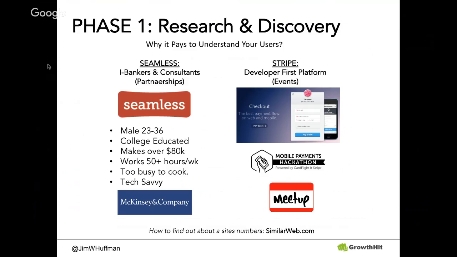But right as they launched, they started getting a lot of orders from guys that were college educated. They're making really good money, but they're working crazy hours, and they're too busy to cook, and actually ordering on their iPhones, and they're ordering it to their office. So right away, they're like, wow, these are single young professionals that work at investment banks or consulting firms. So by understanding their customer, they started doing partnerships with McKinsey and Company and various consulting firms and financial institutions. And they were able to own the market by first going after this segment.